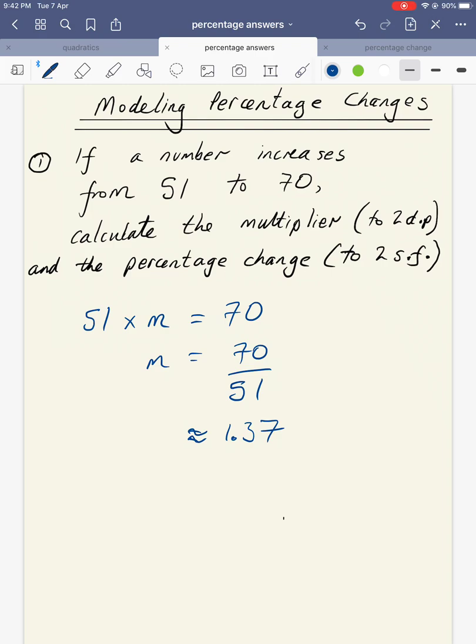Well, you've got 1.37 of 51 to get you to 70, so that's 137%. So this means 51 times by 137% gives you 70. So that means there's an increase of 37%, because 100% is all of the original amount. So that's how multiplier works. You guys have done this before, and so we're going to try and use that idea of the multiplier in the next few questions as well.